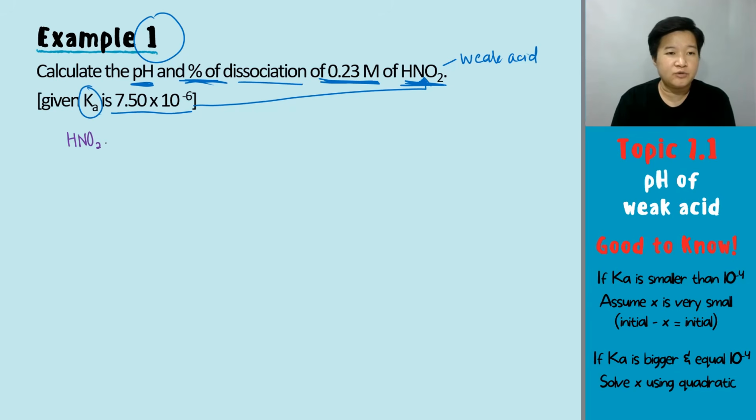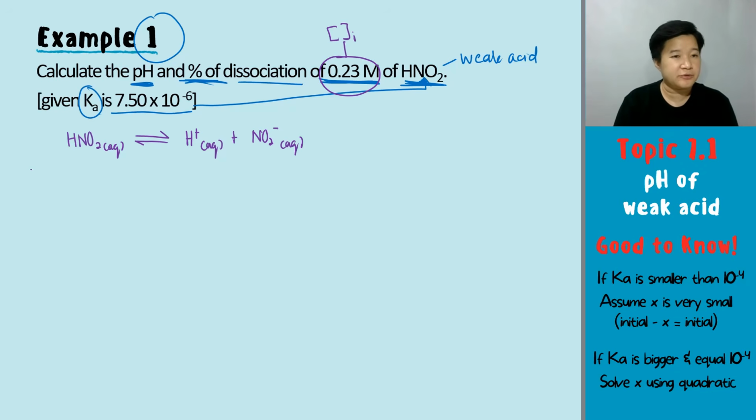You have your HNO2 aqueous. Make sure the arrow is a reversible arrow because it's a weak acid. Breaking into your H+ aqueous and also your NO2- aqueous. And this concentration of 0.23 molar is the concentration at initial of your HNO2. Therefore, substitute into the ICE table with the concentration initial, then your concentration change, and last but not least, the concentration at equilibrium. Okay? Knowing that your HNO2 started with 0.23 molar.